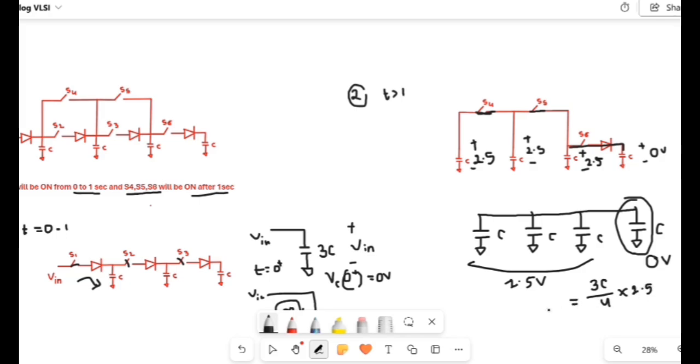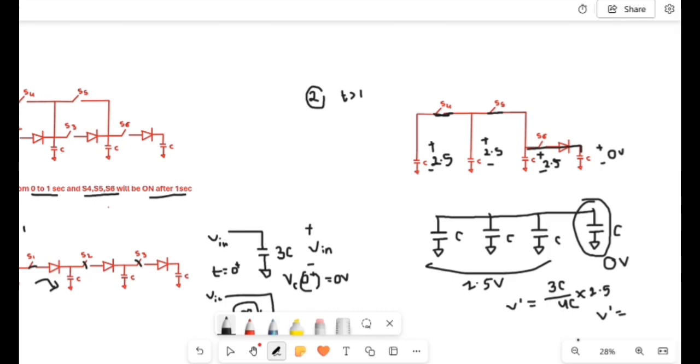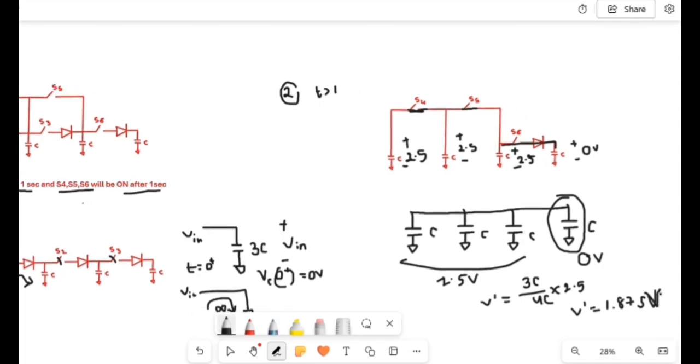This is the simple charge distribution equation. So for each capacitor you will have a voltage of, let me calculate, 3C divided by 4C into 2.5, which is 1.875 volts. This is the voltage finally distributed among the capacitors. This is the output voltage we will get, 1.875.